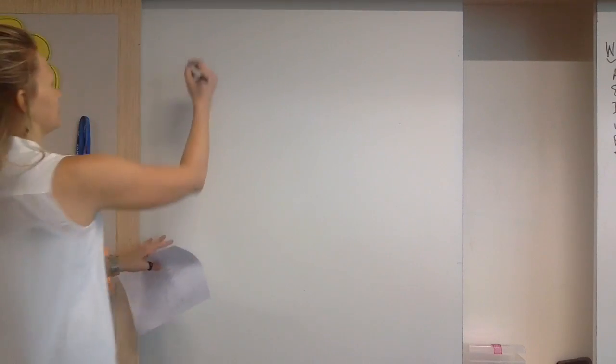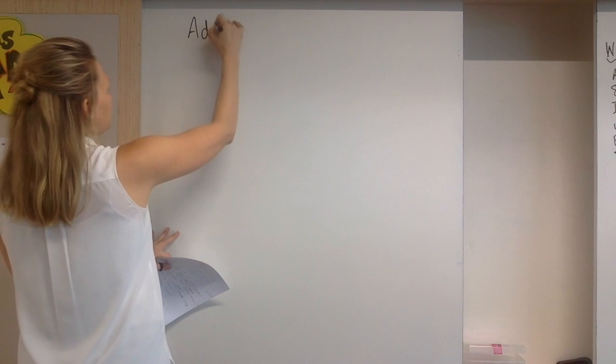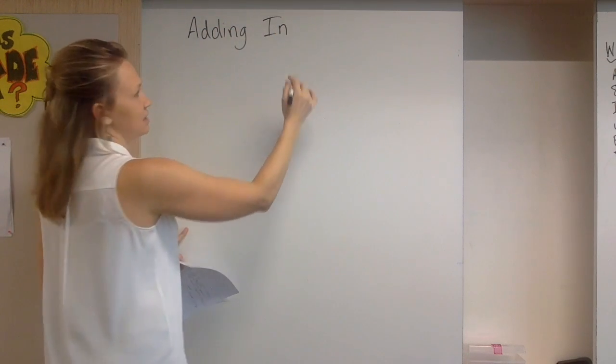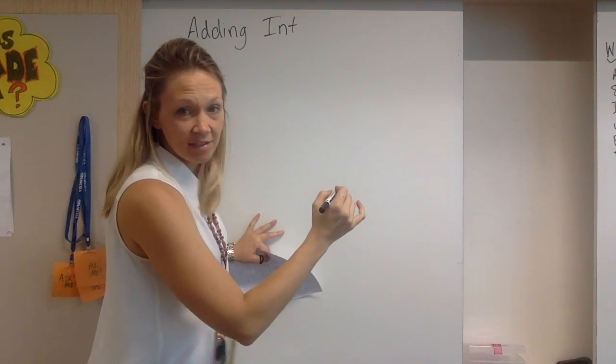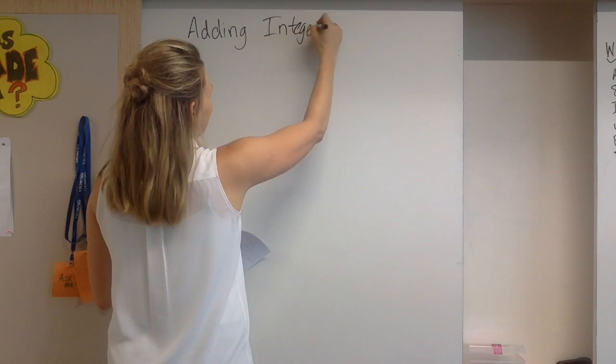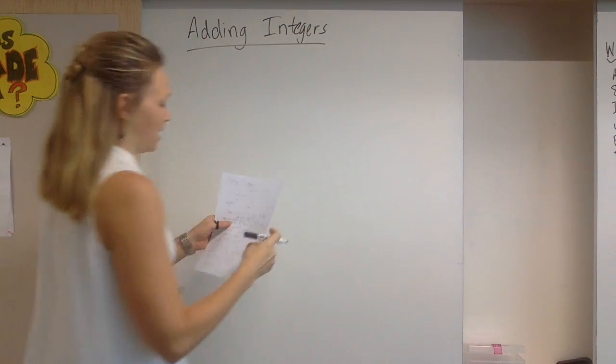So you can title this Adding Integers. And you should write whatever date it is. Are you writing this? You should be writing this. All right, put your date, adding integers.